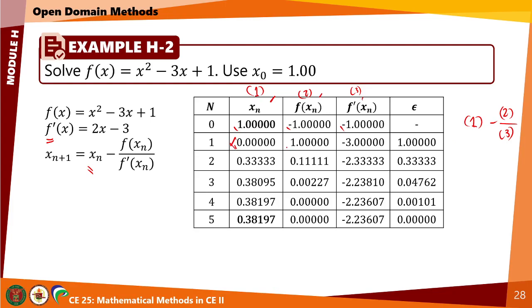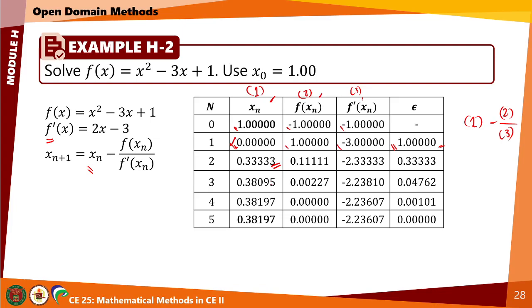Then, we solve again f of 0 and f prime of 0. Then, we solve for these. In this case, absolute error pa din. So, this is just absolute value of 0 minus 1. So, ito yun. And since masyado pang malaki yan, we use ito again, 0 minus 1 over negative 3 as our next guess.